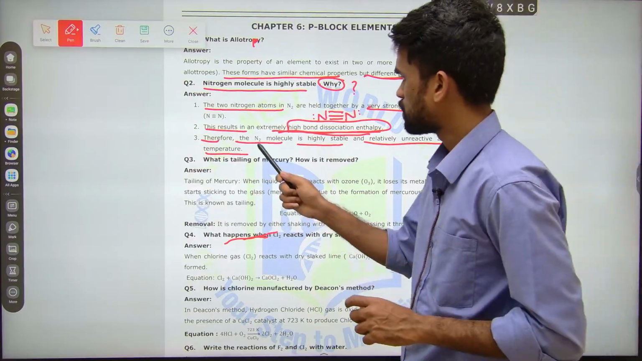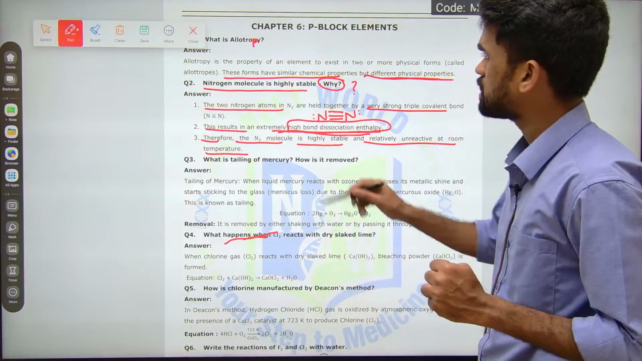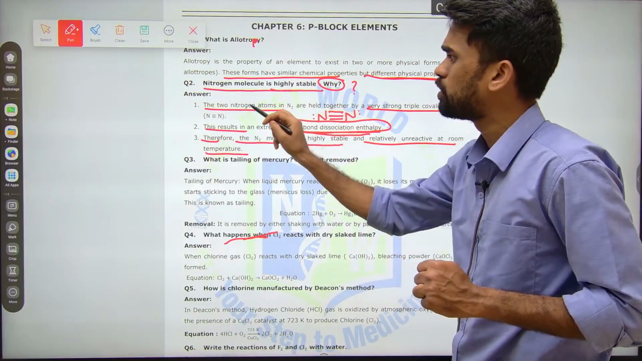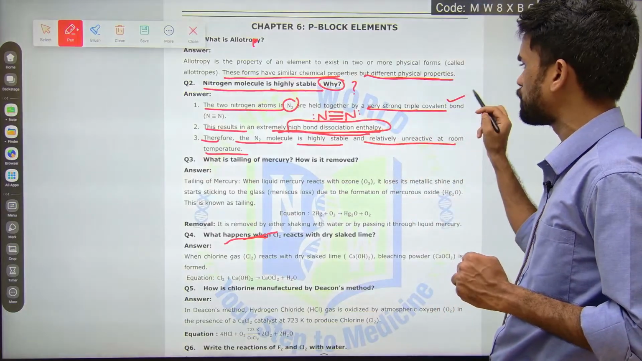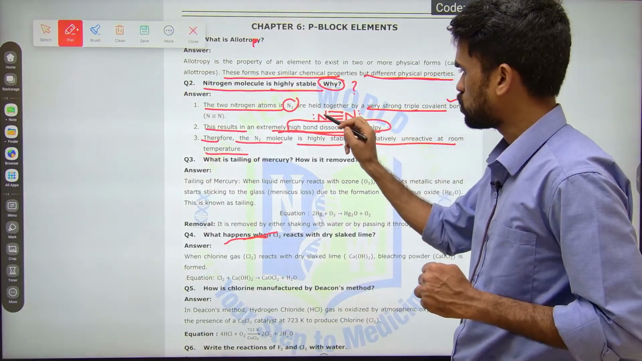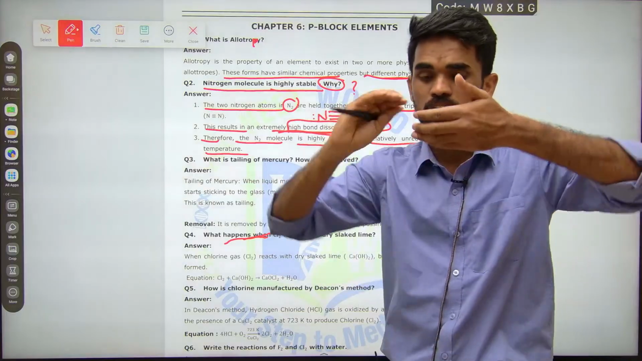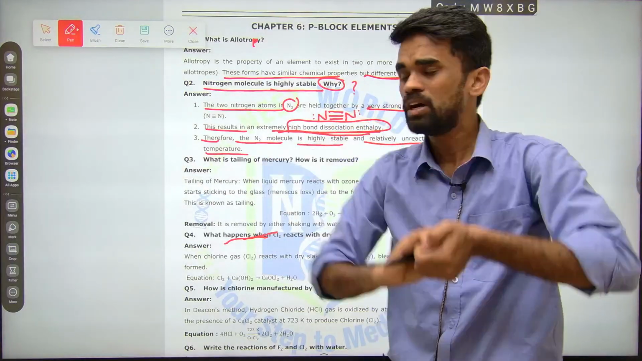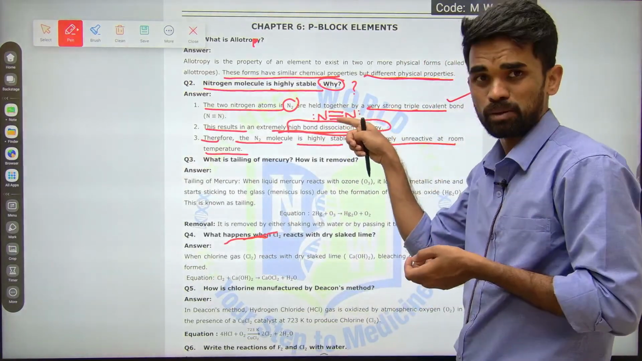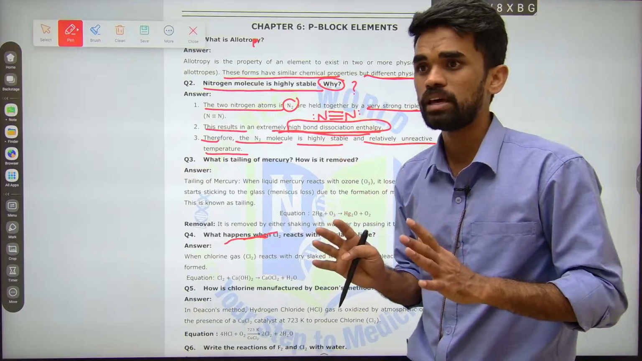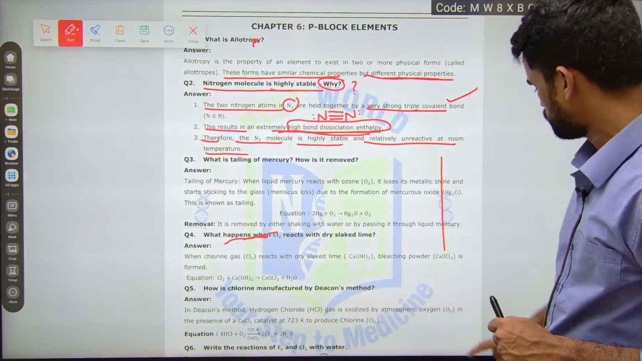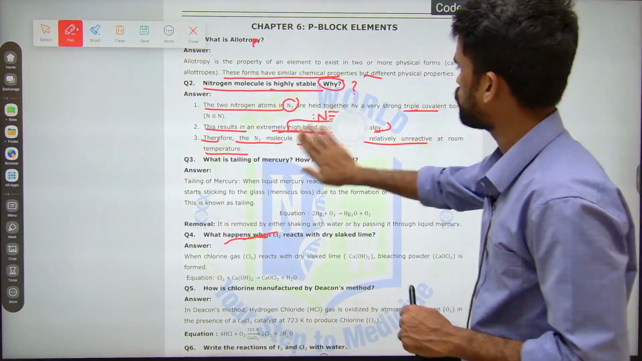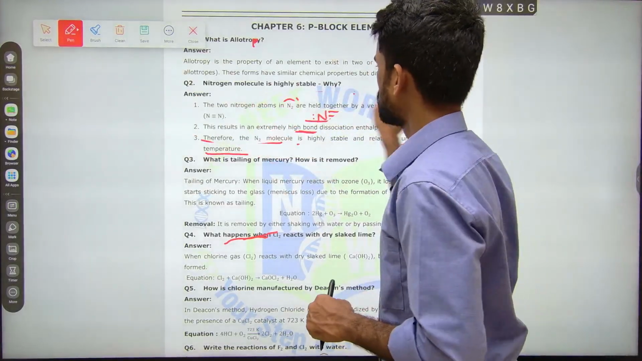Then next, what are the 2 reasons they are saying why it is highly stable? Due to the 2 nitrogen atoms being held together by a very strong triple bond. Between nitrogen and nitrogen, due to the small size, overlapping will be very effective. That makes these triple bonds very strong. This is one good reason you should remember.